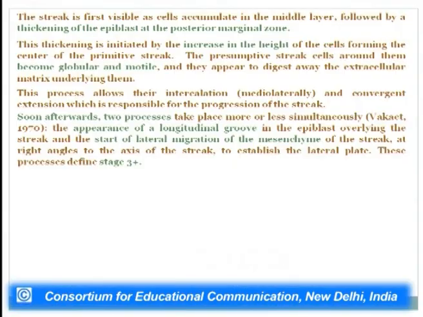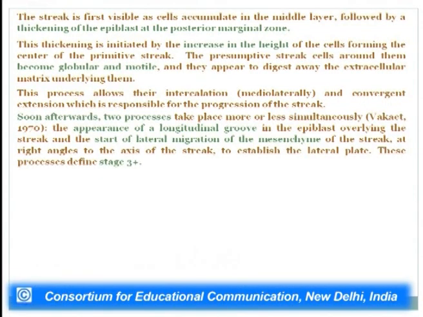Soon afterwards, two processes take place more or less simultaneously. The first is the appearance of a longitudinal groove. By this time there was no groove, no hollowness in the streak, but after this the primitive groove forms. This primitive groove is the area that creates a space from where the adjacent cells will keep on going inside. And the second thing is the formation of Hensen's node, which is a bulge or thickening in the anterior-most portion of the developing primitive streak.